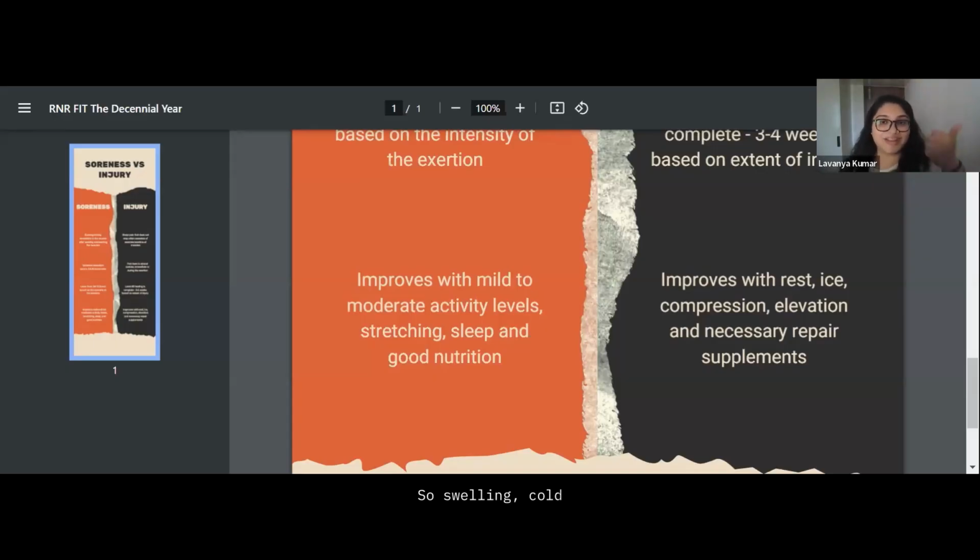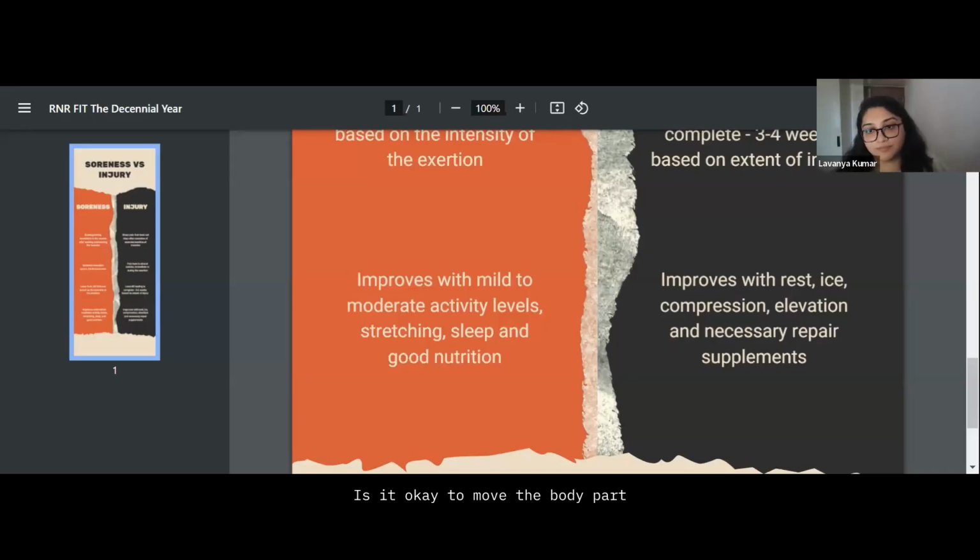So, swelling, cold; no swelling, hot. Back pain, neck pain, all these areas, hot will work a lot better than cold. But if you feel like, hey, hot is not really helping me out, you just switch to a contrast method. 3 minutes of hot followed by 2 minutes of cold. So, 3 plus 2 is 5 minutes. You do that for 3 to 5 cycles and you'll feel a lot better.